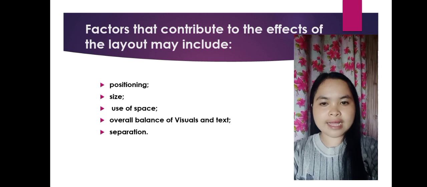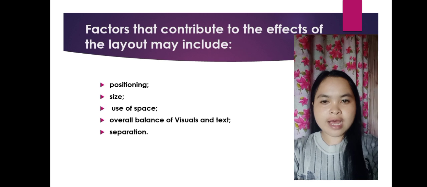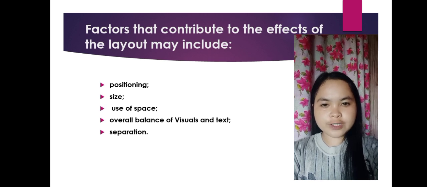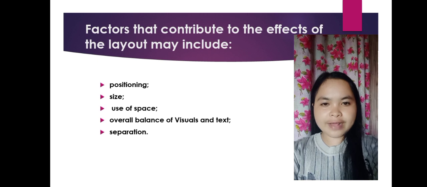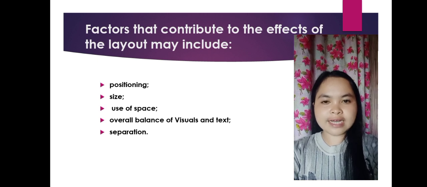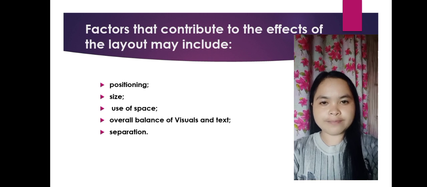Next, use of space. Proper spacing can help to prevent confusion, making it easier for the audience. Overall balance of visuals and text. Balancing the amount of text with images and graphics can help make the content clearer. Next, separation refers to the use of borders and lines that can help to organize the content. So, by carefully considering these factors, we can create a layout that informs the audience in a clear way and also helps to create effective communication.